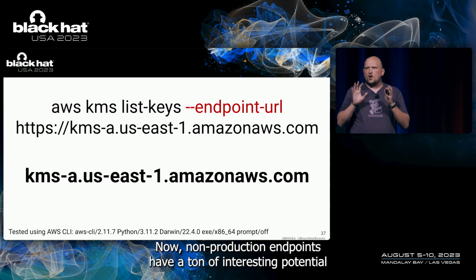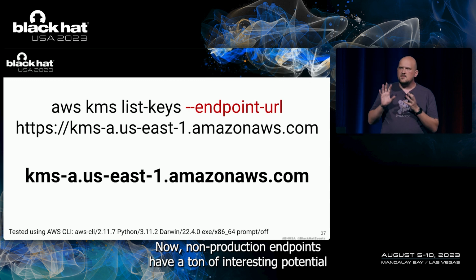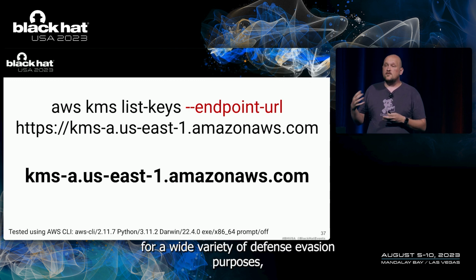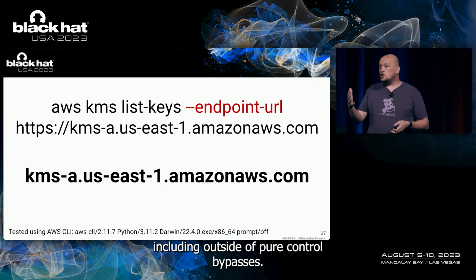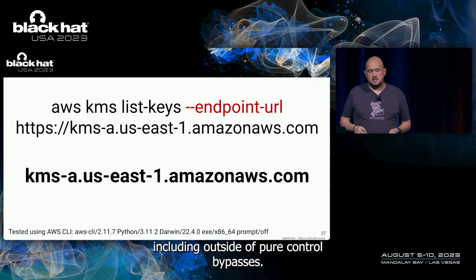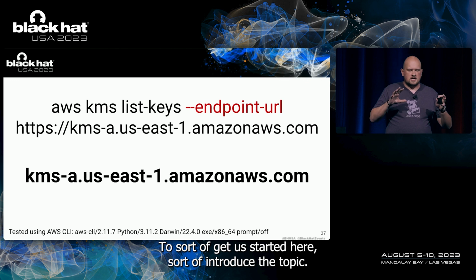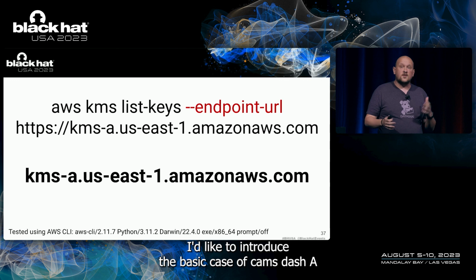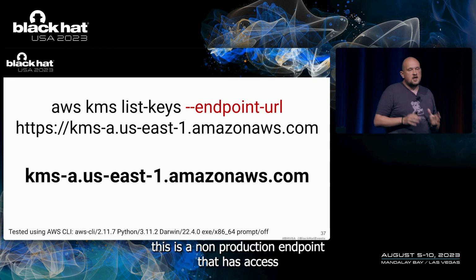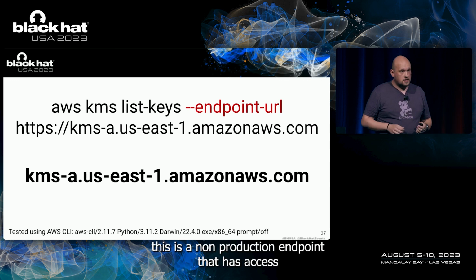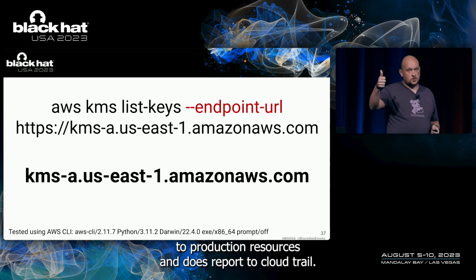Now, non-production endpoints have a ton of interesting potential for a wide variety of defense evasion purposes, including outside of pure CloudTrail bypasses. To sort of get us started here, to introduce the topic, I'd like to introduce the base case of KMS-A. This is a non-production endpoint that has access to production resources and does report to CloudTrail.